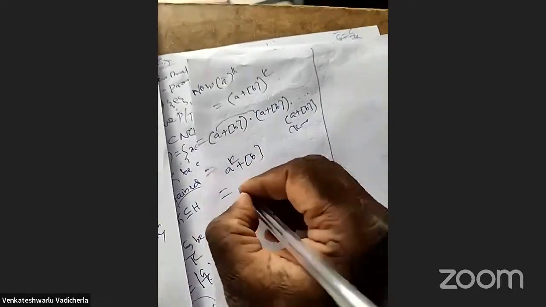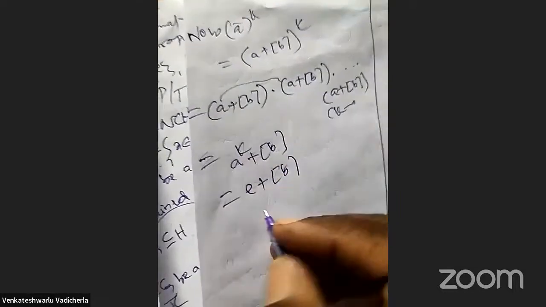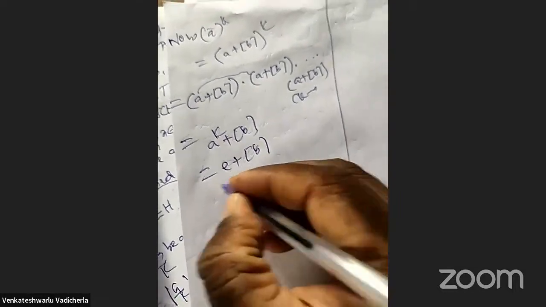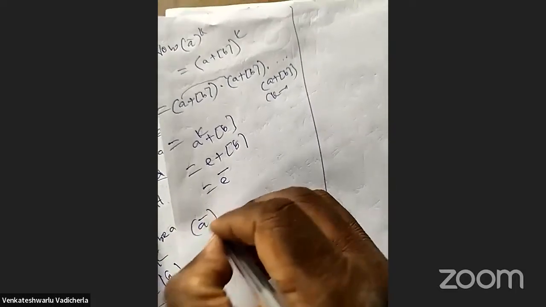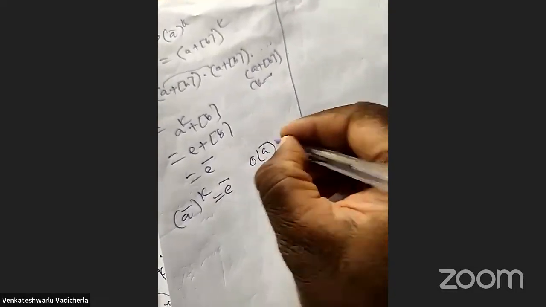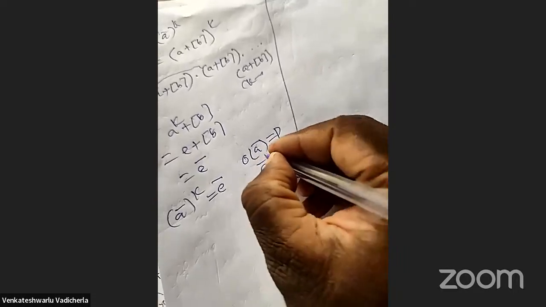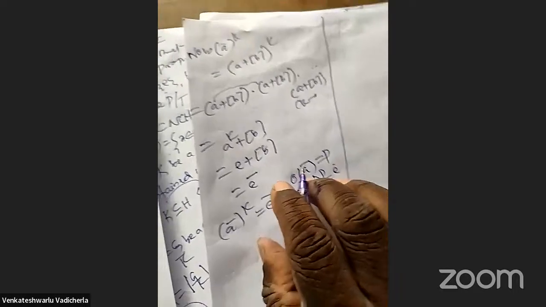So A power of K is E. E plus the cyclic subgroup generated by B is E bar. And this gives A bar whole power of K is equal to E bar. So we already know the order of A bar is equal to P, which means A bar whole power of P is also E bar. Now, what is the relation between these two?